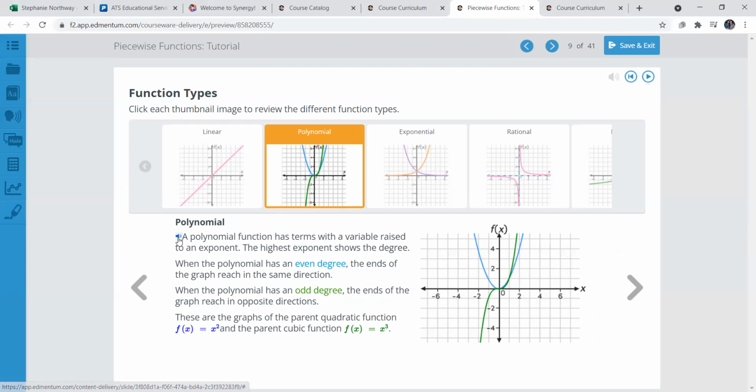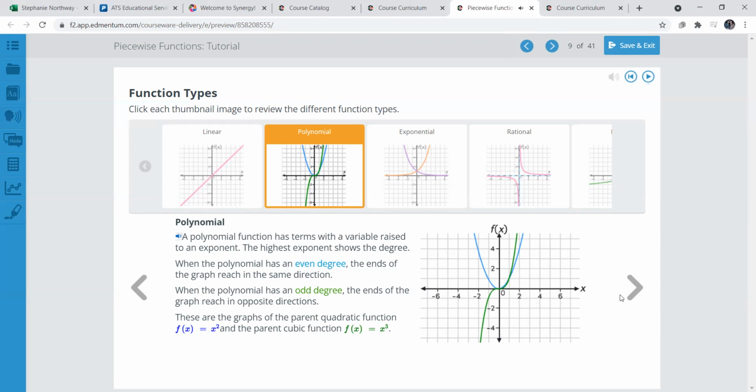Polynomial. A polynomial function has terms with a variable raised to an exponent. The highest exponent shows the degree. When the polynomial has an even degree, the ends of the graph reach in the same direction. When the polynomial has an odd degree, the ends of the graph reach in opposite directions. These are the graphs of the parent quadratic function f of x equals x squared and the parent cubic function f of x equals x cubed.